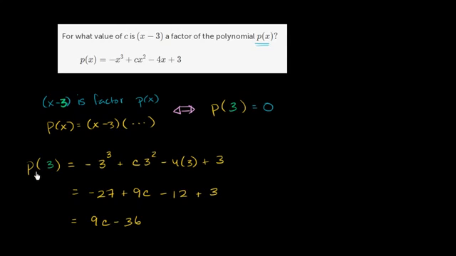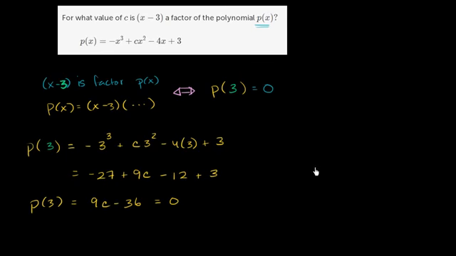And remember, we want p of 3 to be equal to 0. This is p of 3, so we want this thing right over here to be equal to 0. So let me make this clear. We have p of 3 is equal to this, and we want to set this to be equal to 0. So let's just solve this equation right over here.